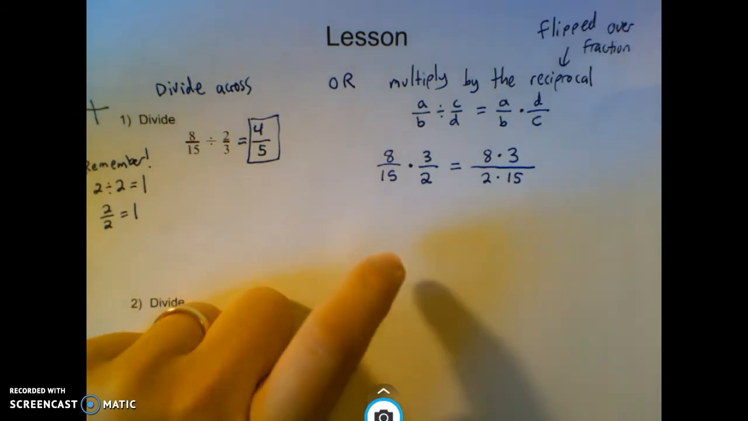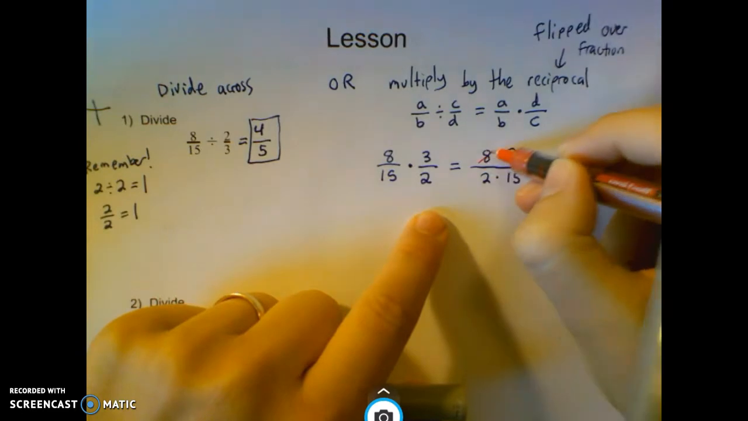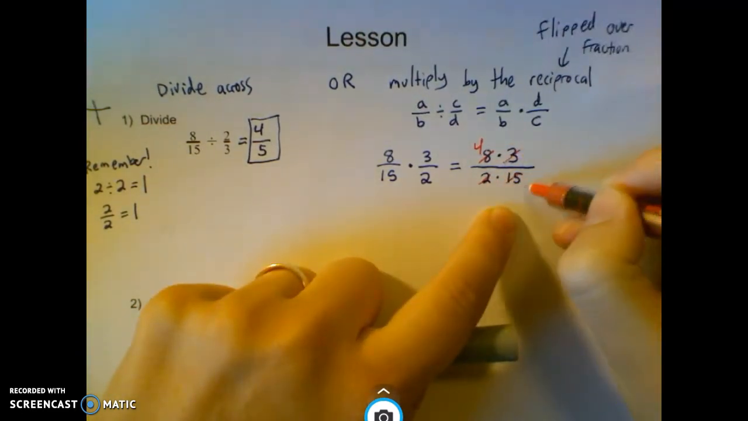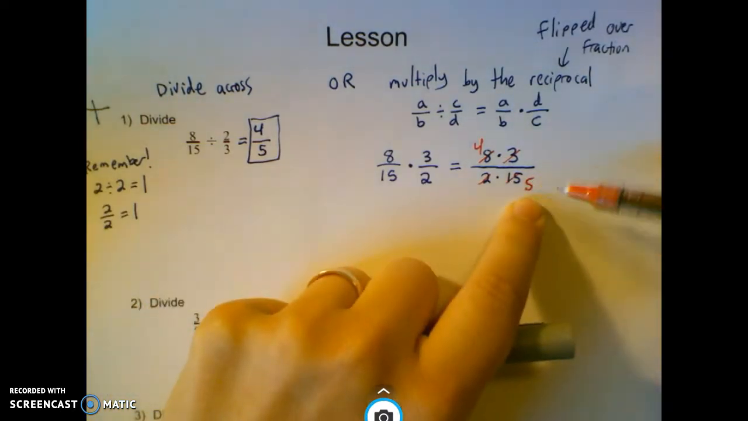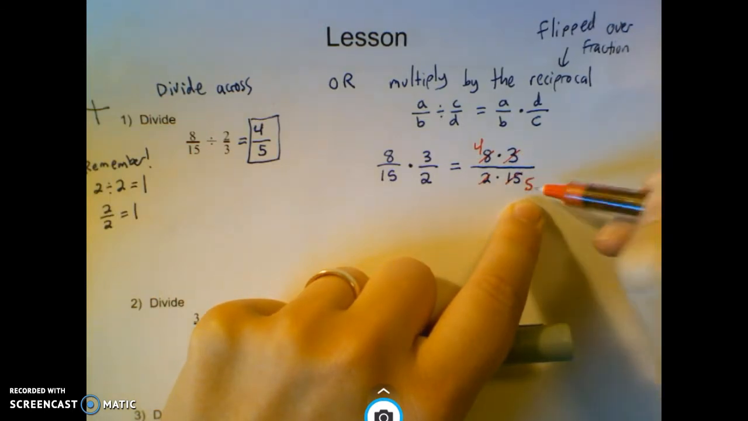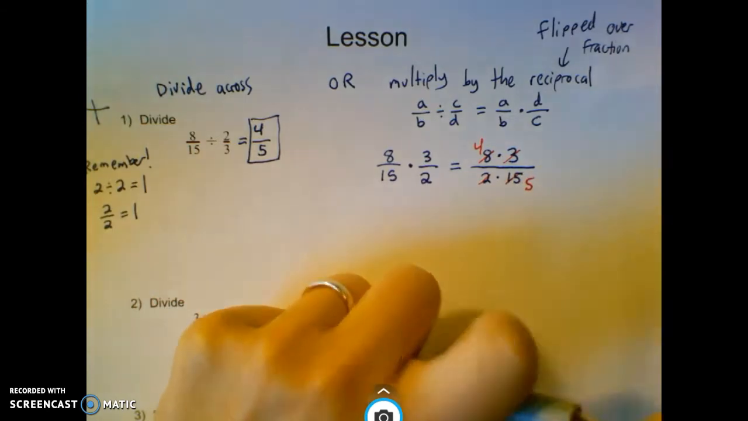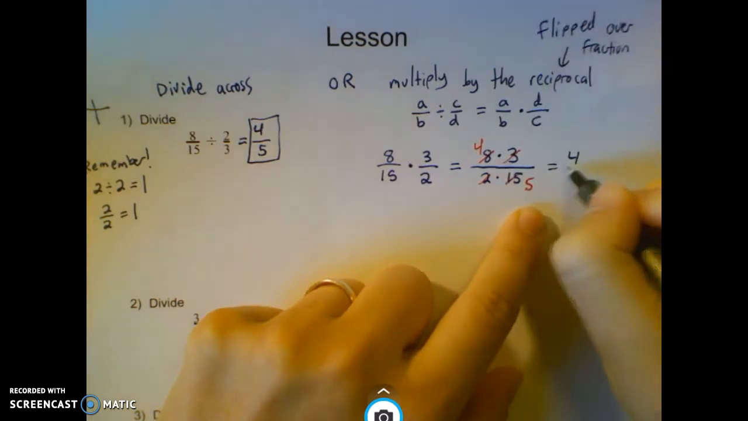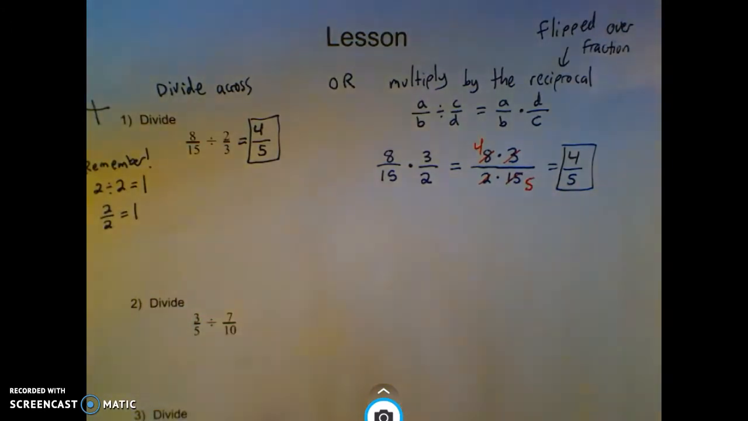So when I do this, this is just the same as saying, okay, 8 divided by 2, that's 4. 15 divided by 3, that's 5. And notice here that my number is staying wherever the larger number was. So 15 divided by 3 is 5. The 5 is staying down here in the denominator with the 15. That's the really key point. Once I do that, my answer is 4/5, just like it was before.